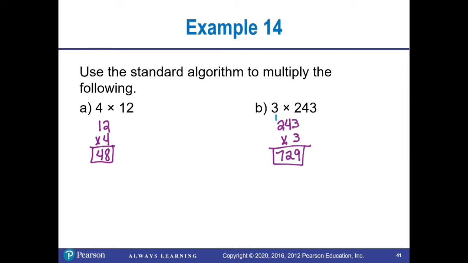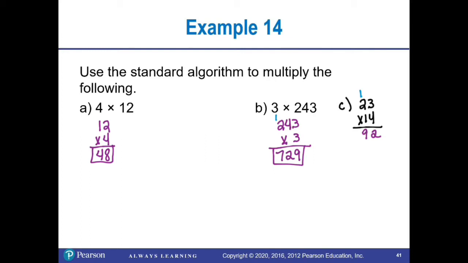I want to add an extra example that's not in your notes. So let's multiply 23 times 14. 3 times 4 is 12 ones. 10 ones make a 10, and so I have to regroup and add an extra 10. 2 times 4 is 8 tens, plus 1 more is 9.